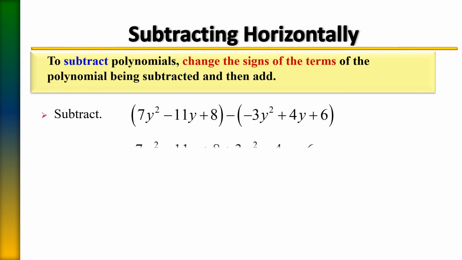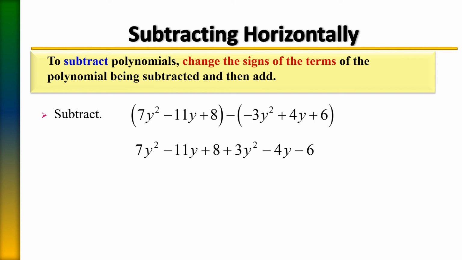So once you change everyone in that second group to their opposite, from then on, it is just a matter of adding like terms. So you would start with the highest degree first. That's the y squared family. So we see the coefficients here. You have 7 plus 3. So your first term is going to be 10y squared. Then you have your first degree terms, a negative 11 and a negative 4. Signs are the same. Keep the sign, add the numbers. That's going to give you negative 15y.